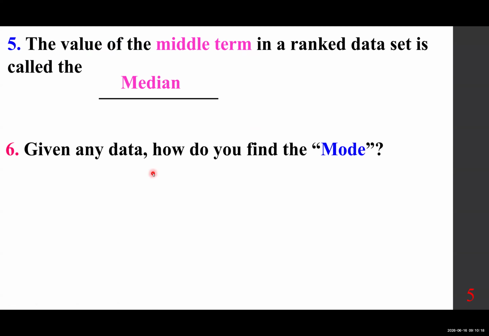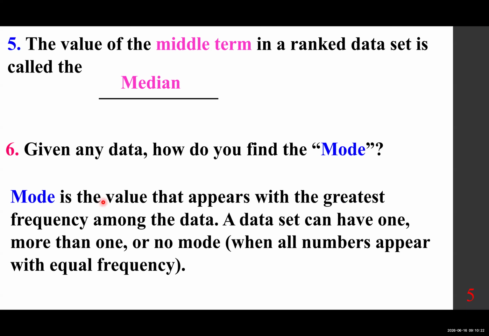Given any data, how do you find the mode? Mode is the value that appears with the greatest frequency among the data. A data set can have one, more than one, or no mode when all numbers appear with equal frequency.